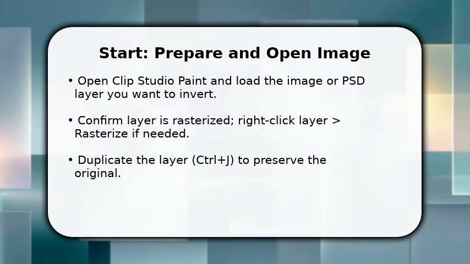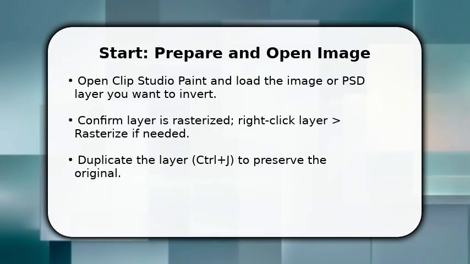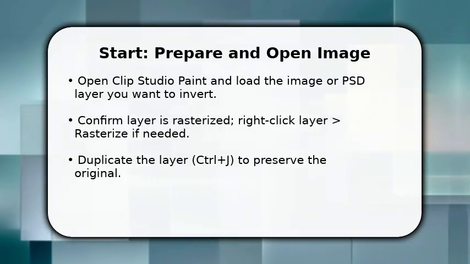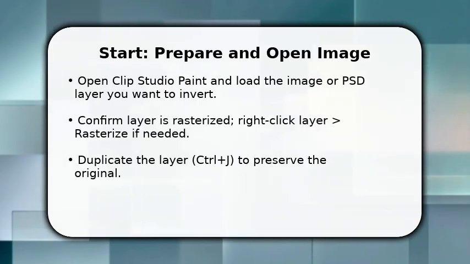Enjoy the video. You're ready to invert colors now. Open your file and make a duplicate layer so you can always revert. Once done, rasterize any vector or text layer you plan to invert. Inversion works best on pixels.